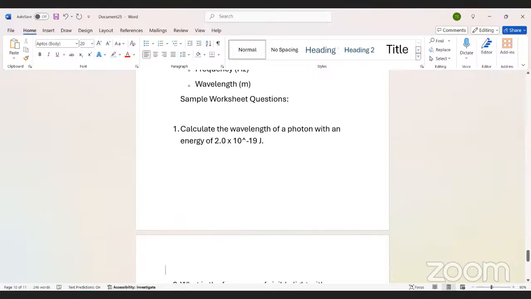Okay, so calculate the wavelength of a photon with energy of.